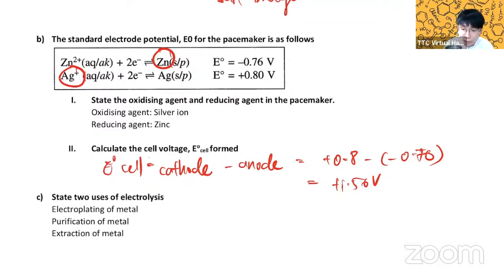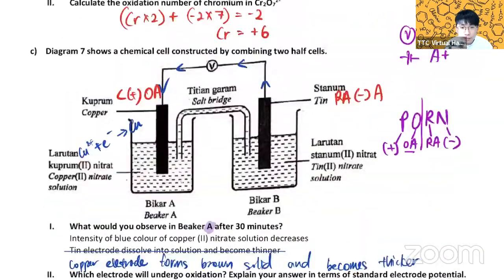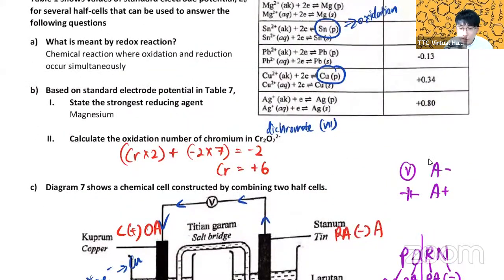Kishav asks, teacher, for the anode in a voltaic cell, is it always positive? It's the reverse. Voltaic cell, anode, negative terminal. Electrolytic cell, anode, positive terminal. Okay, so that's the main difference.